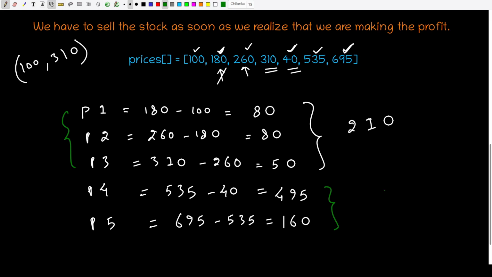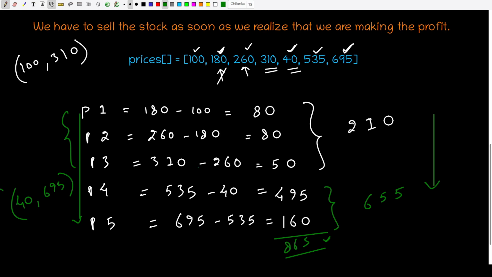Similarly, if we add these two numbers, the profit which we are making over here is 655, which is the same as buying a stock at 40 and selling it at 695. Hence, the total profit which we'll make is 865. And we will be able to come to 865 either by following this method or by following the previous method. So for the sake of simplicity, we are going to follow this process, which is we will be selling the stock as soon as we realize that we are making a profit. So that's the discussion of solution, folks.